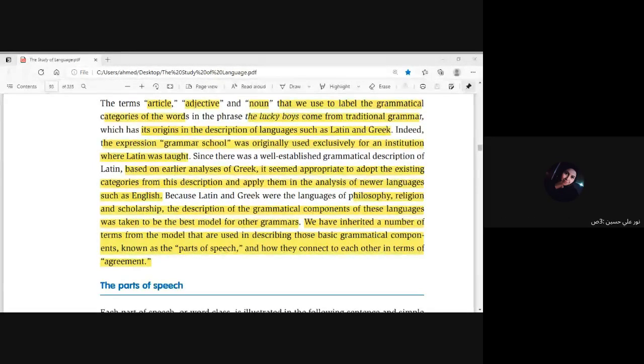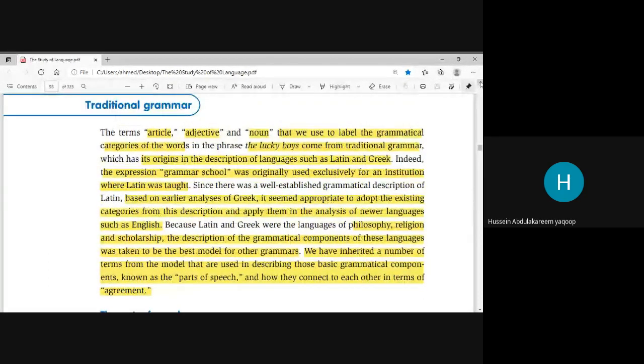Parts of speech are a number of terms used in describing those basic components, and they connect to each other in terms of agreement. Now, thank you very much for your nice ideas. All these ideas were put in the right way.